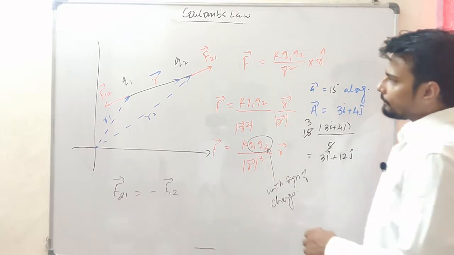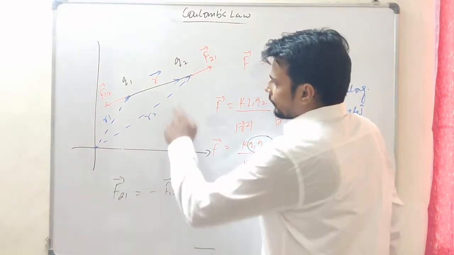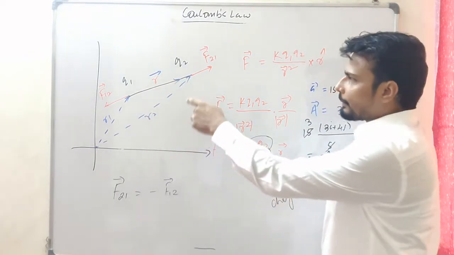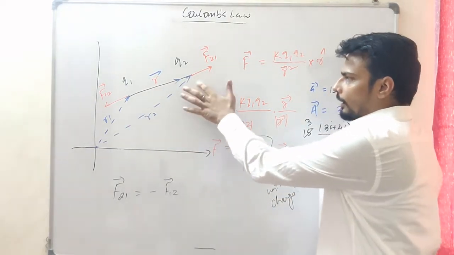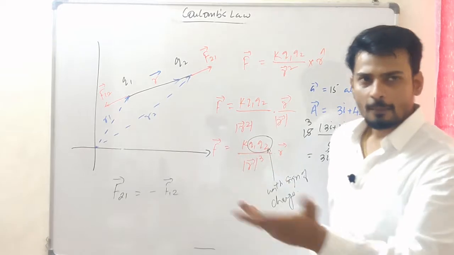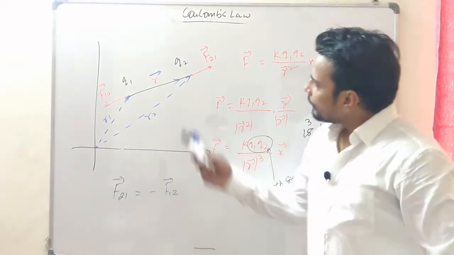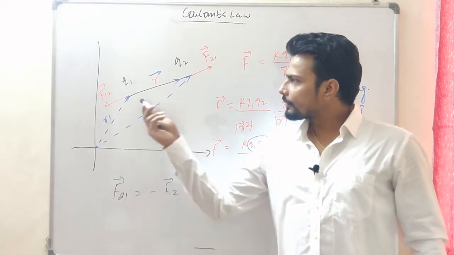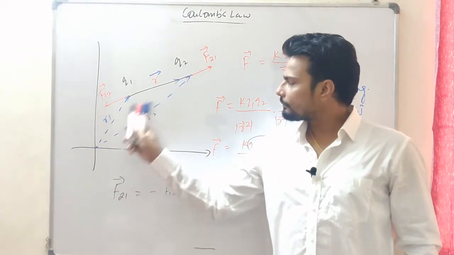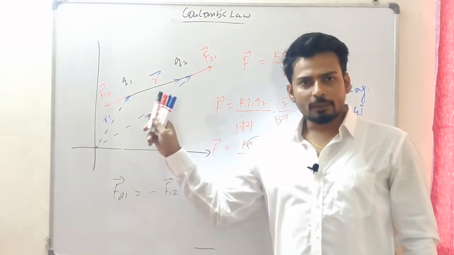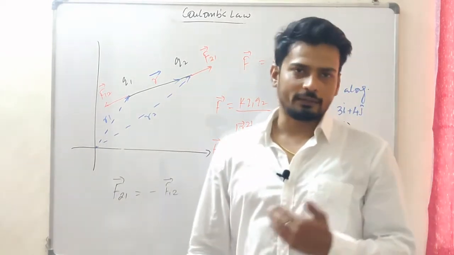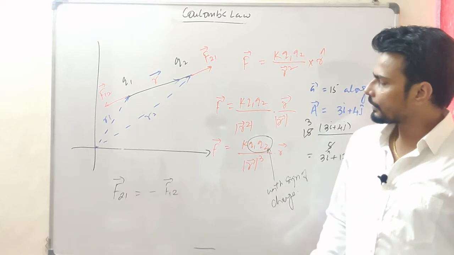Now one more thing I want to add over here. The head of this vector r should be pointing towards the charge on which we need to find the force. You can just write down the note of it: the head of the distance vector over here should be pointing towards the charge on which we are supposed to find the force. Fair enough? Keep that in mind.